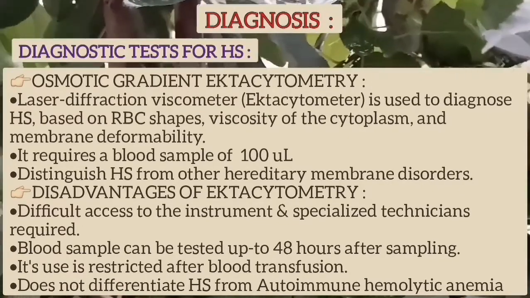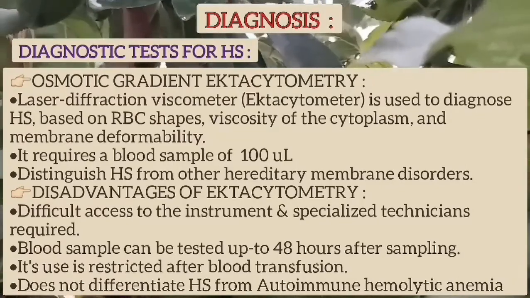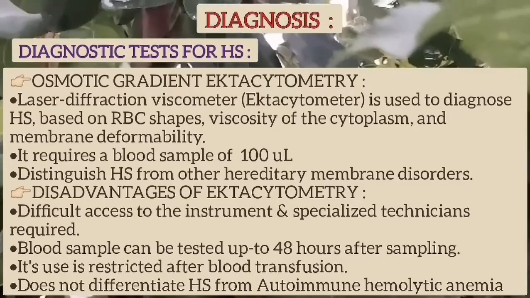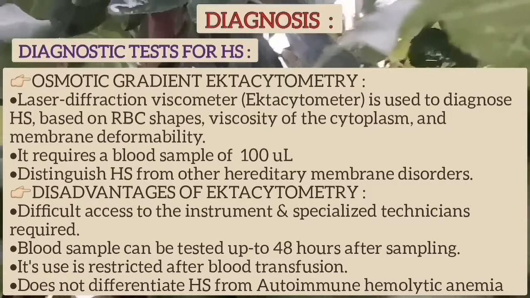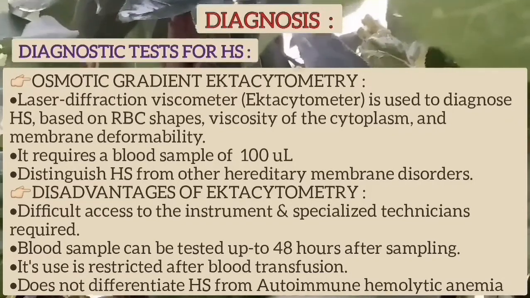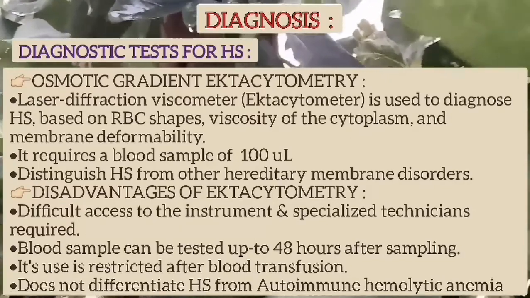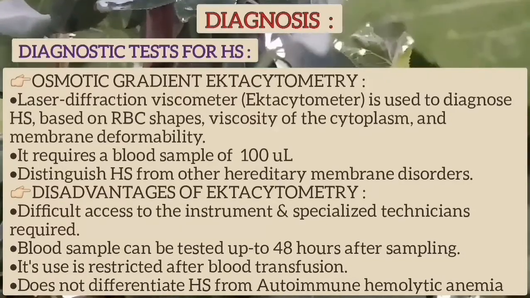Now, the disadvantages include that access to the instrument is difficult and specialized technicians are required. Second, the blood sample can be tested up to only 48 hours after sampling, and its use is restricted after blood transfusion, and it does not differentiate hereditary spherocytosis from autoimmune hemolytic anemia.